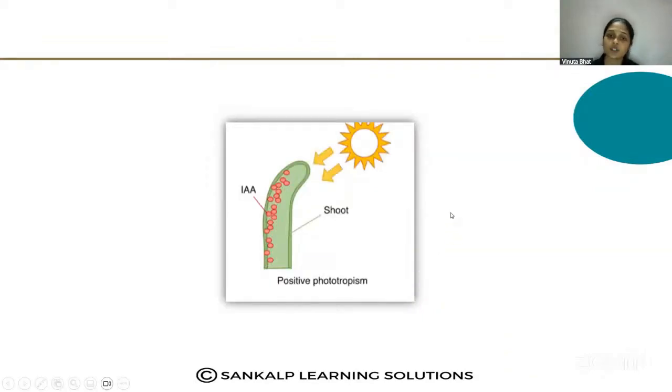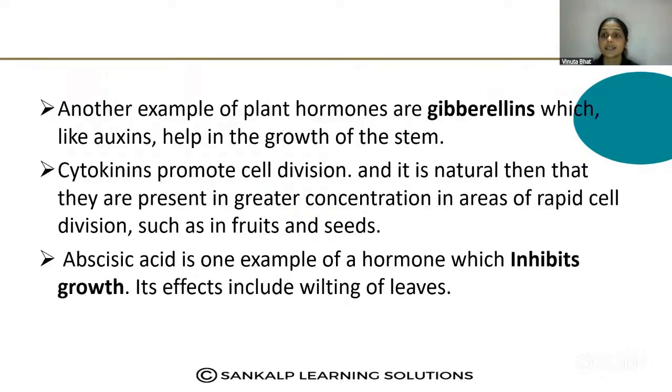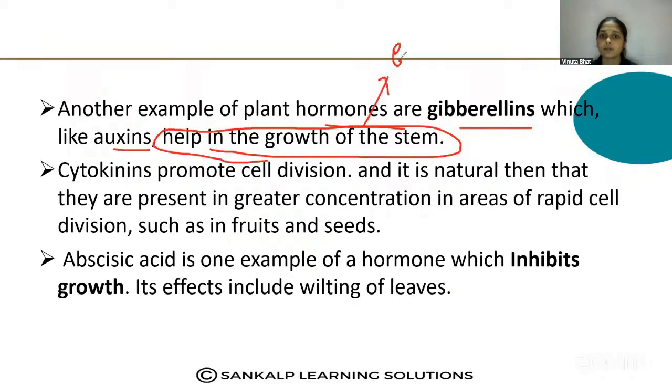So what is the function of auxin? That is a very, very important question. Then the second important hormone that helps in control and coordination in plants is gibberellin. What is the function of gibberellin? Hormones like gibberellins, which are like auxins, help in the growth of the stem.